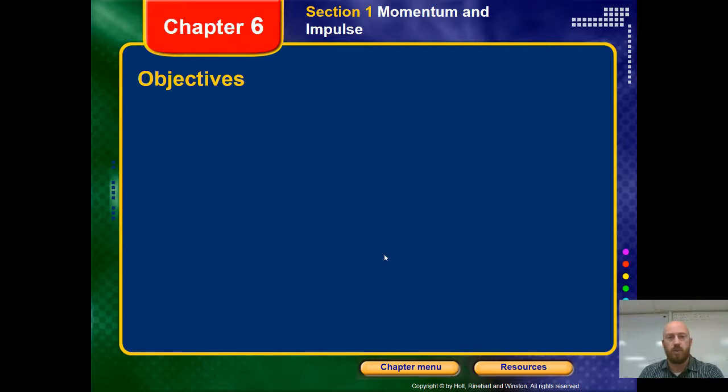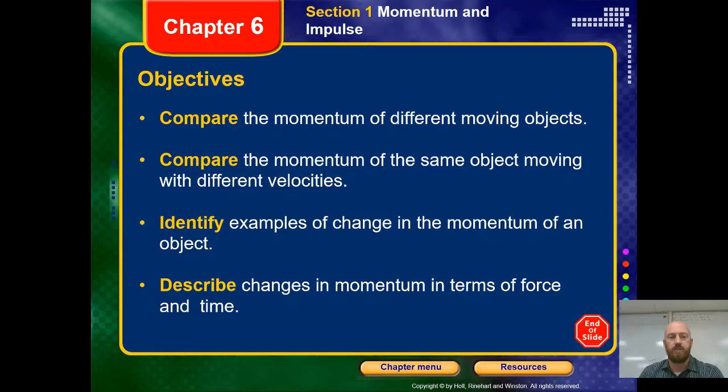We're going to get through chapter 6 really quick. Chapter 6 is a matter of getting through momentum, impulse, force, and velocity. So here we go. The objectives for the first section: you should be able to compare the momentum of two different objects. Fairly simple. The one with more velocity should be the one with more momentum. The one with more mass should, again, have more momentum.